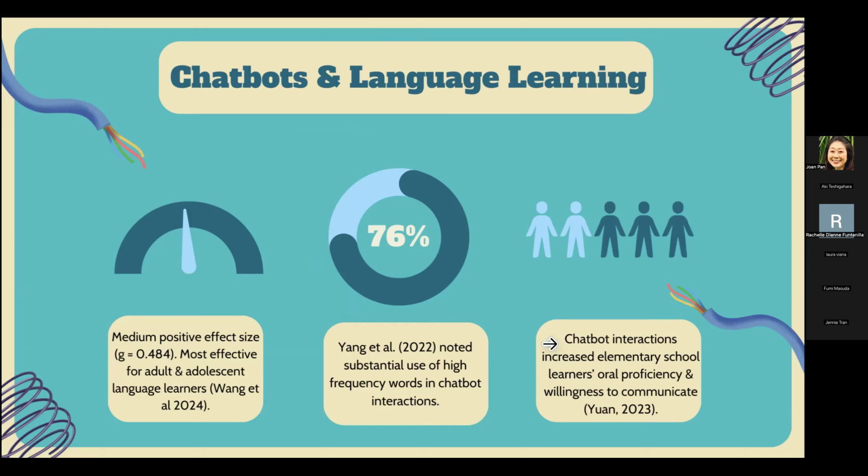This study by Yuan showed that chatbot interactions increased elementary school learners' oral proficiency and also their willingness to communicate. So we see it benefiting their performance and also effectively, right? So these are just some studies that have shown benefits.